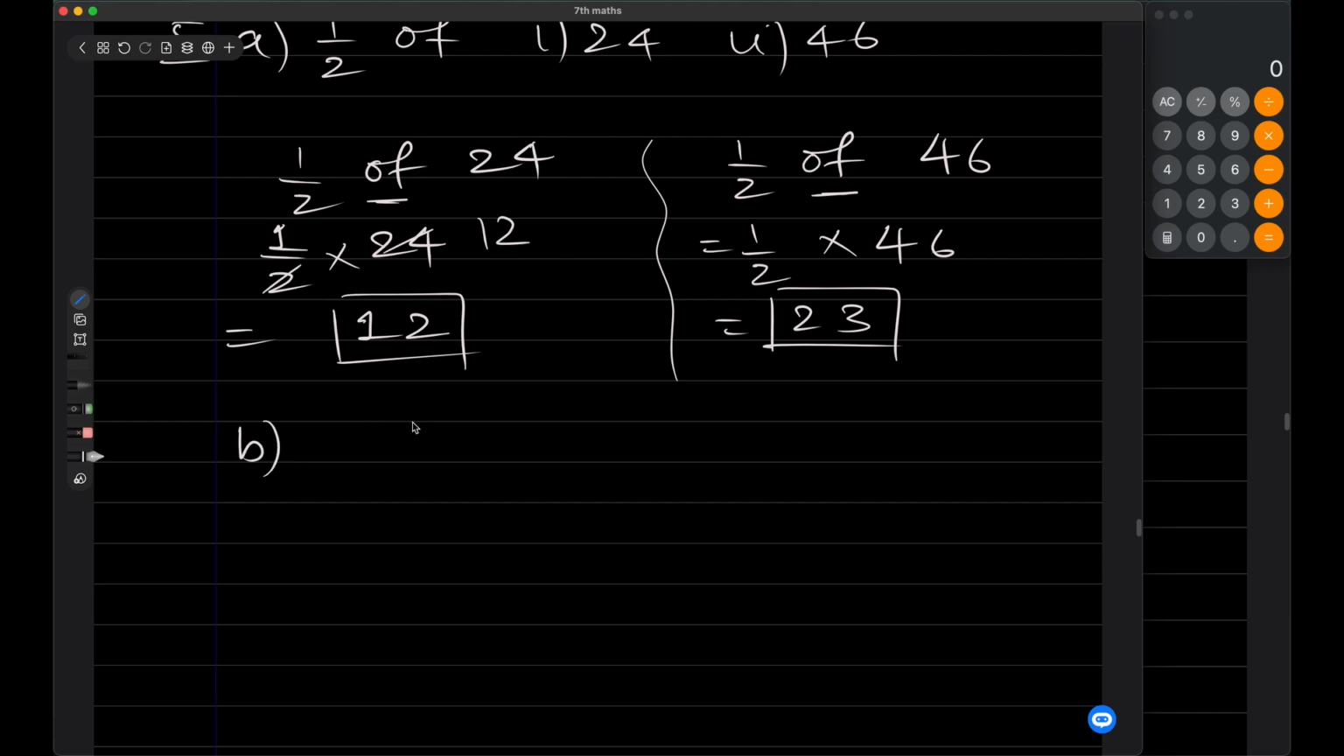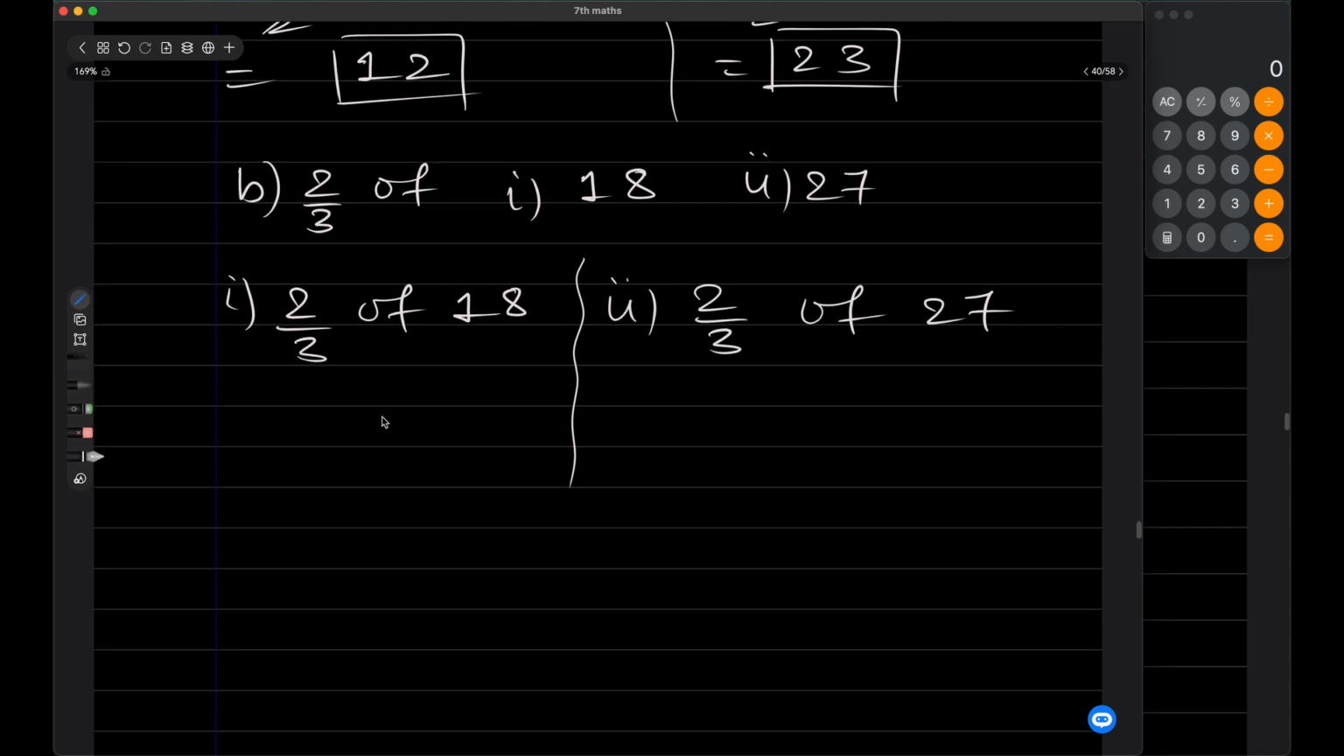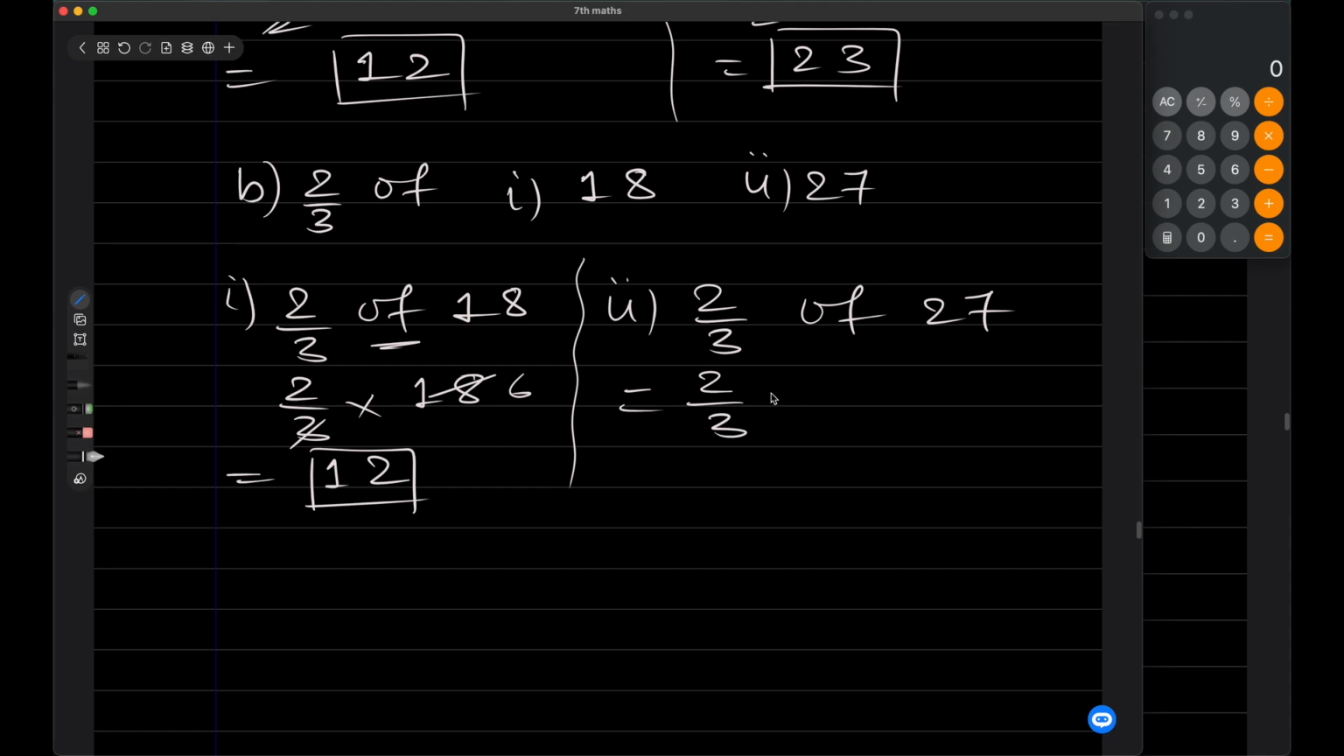B, 2 by 3 of 18 and 27. First, 2 by 3 of 18 and 2 by 3 of 27. We know that we can replace of by multiplication sign, that is equals to 3 6s are 18 and we have 12 as answer. We can replace of by multiplication sign, 3 9s are 27 and we have 18 as answer.